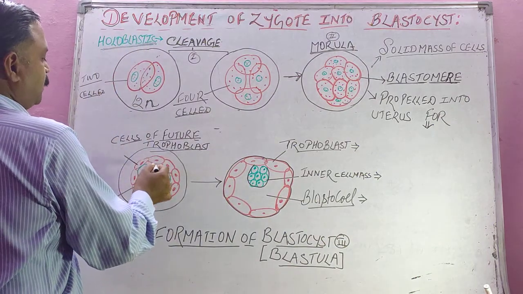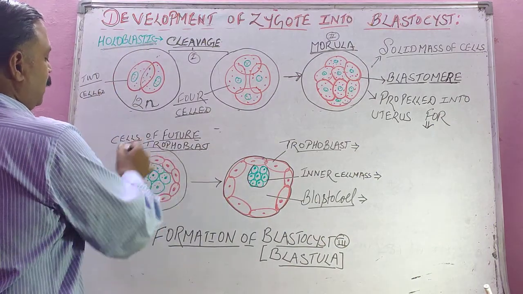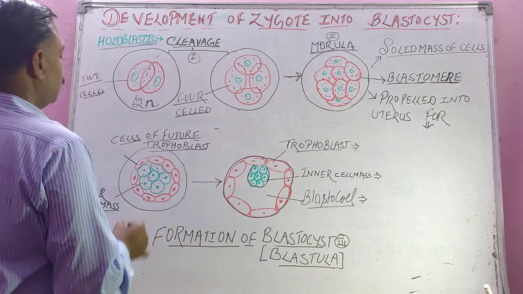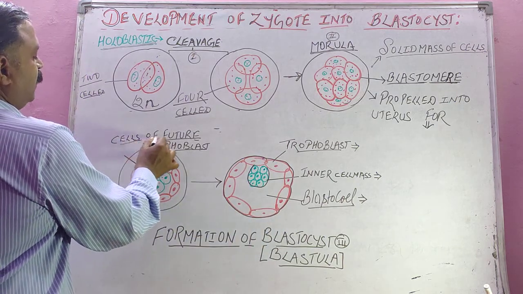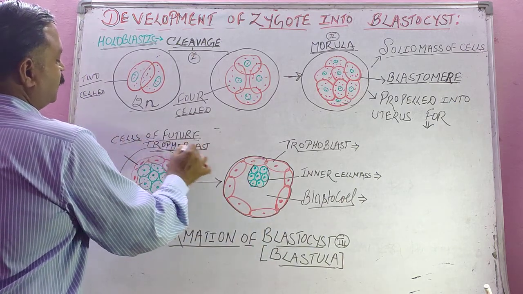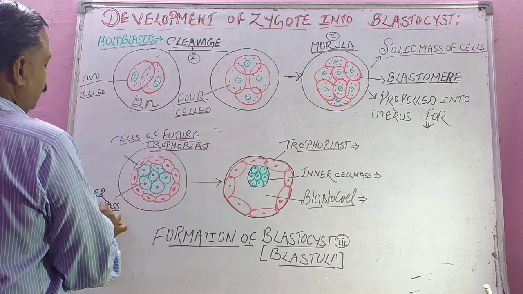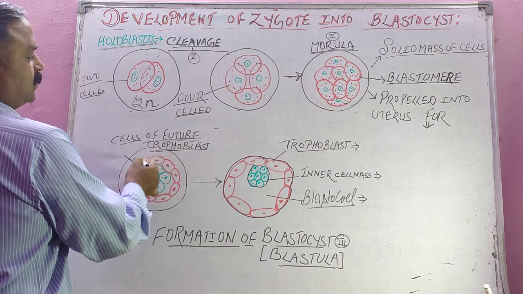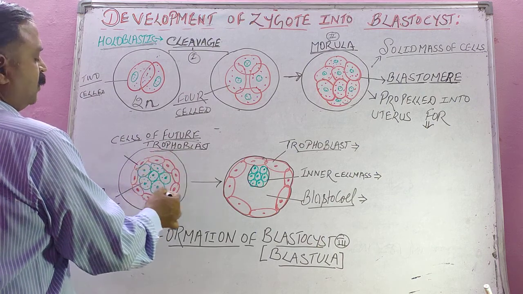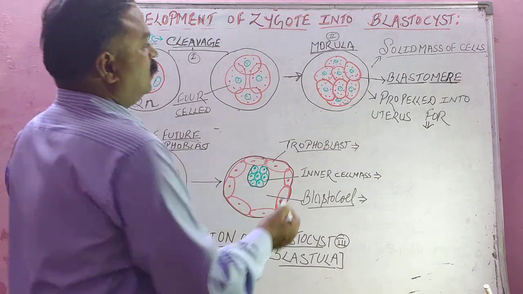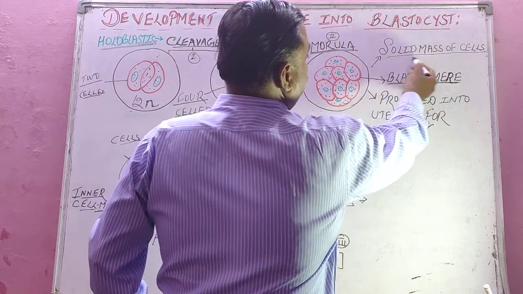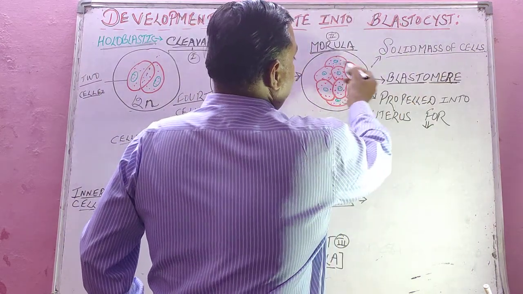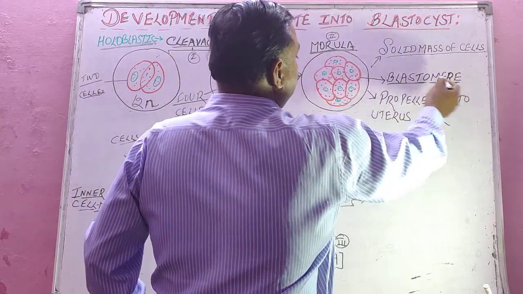Student, the dynamic rearrangement of these blastomeres produces a 2-layered ball of cells, that is called blastula. The outermost cells are the future trophoblast, and inside is the inner cell mass. You see, this red layer is the future trophoblast. So again, morula is a solid mass of the cells, and the cells are called blastomeres, isn't it?